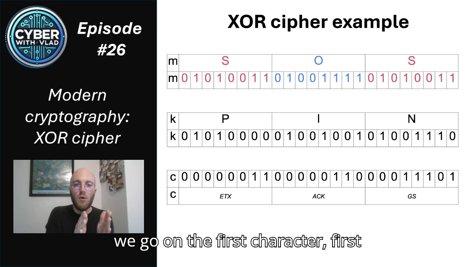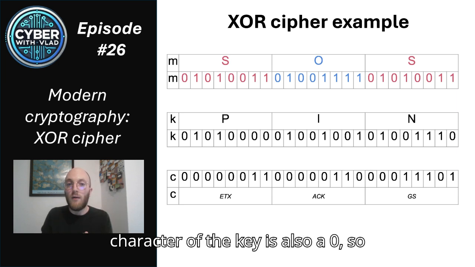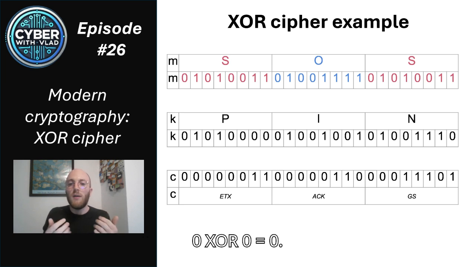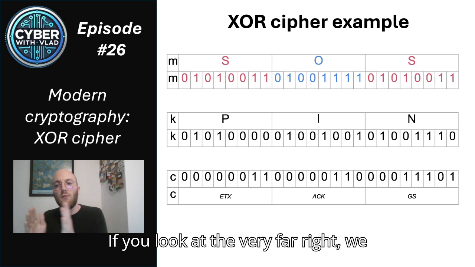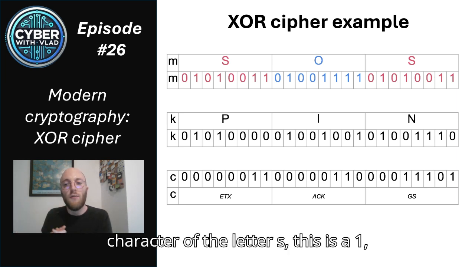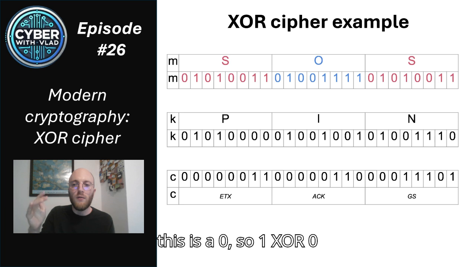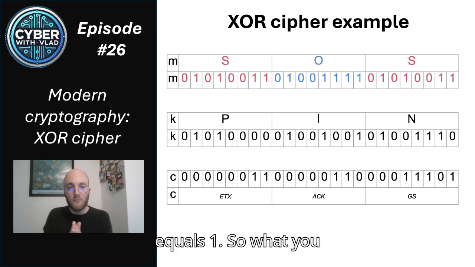So if we go on the first character of the message, it is 0, the first character of the key is also a 0, so 0 XOR 0 equals 0. If you look at the very far right, we have the last character of the letter S. This is a 1, and the last character of the letter N, this is a 0. So 1 XOR 0 equals 1.